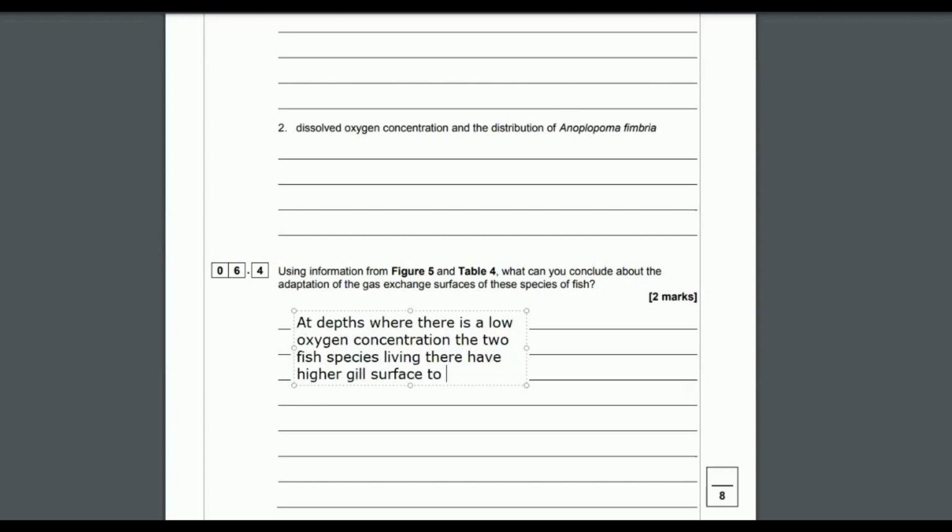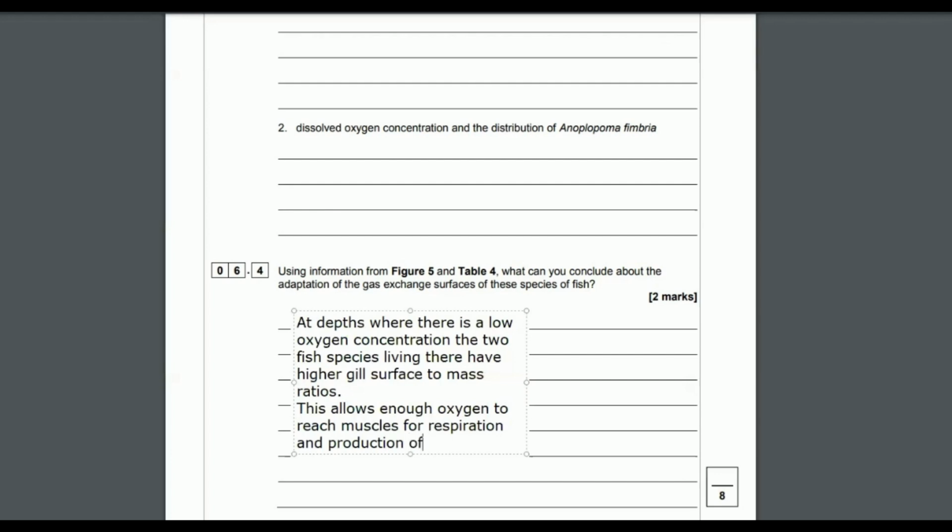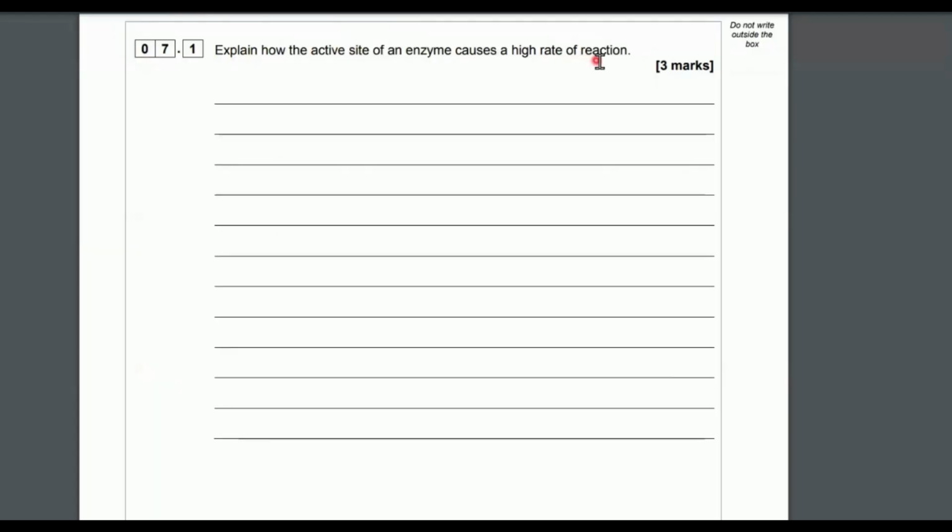Whereas one of the fish that doesn't operate at the very low depths has the lowest gill surface area to body mass ratio. That's the third fish. And that's going to pick your marks up. So you're just really explaining the link between the two graphs, which we can see, that if you live in a low oxygen environment, you need a large gill surface area compared to your body mass. And there we go. That's the end of that question.